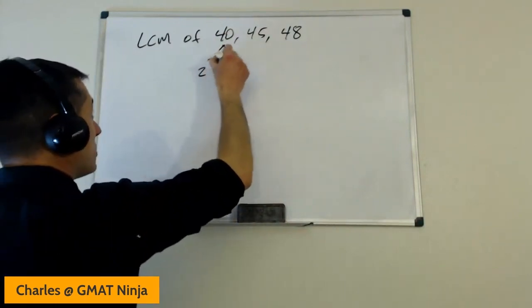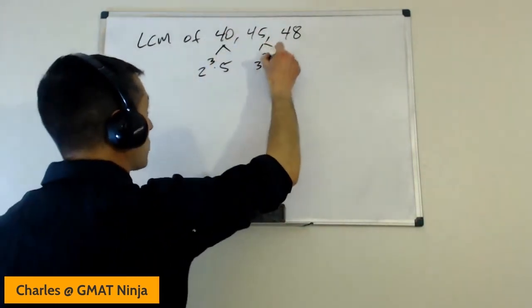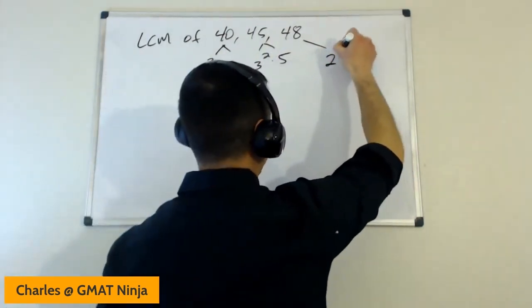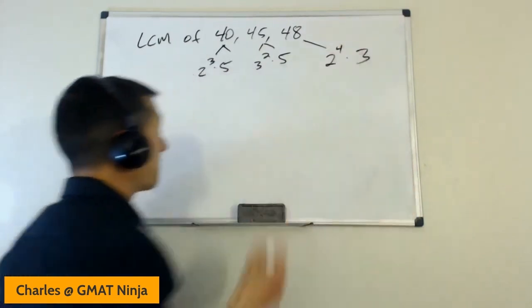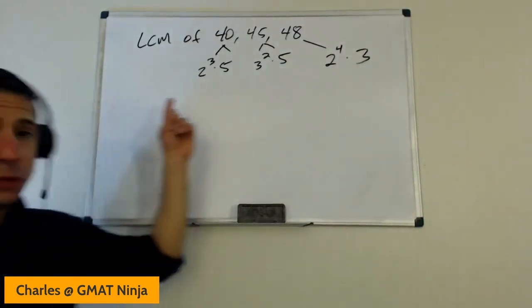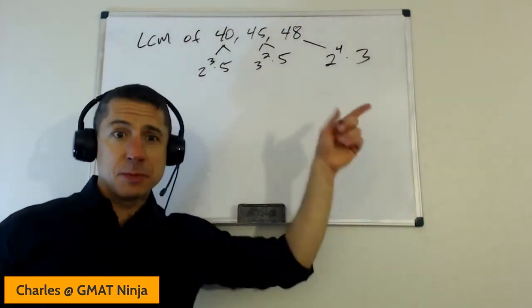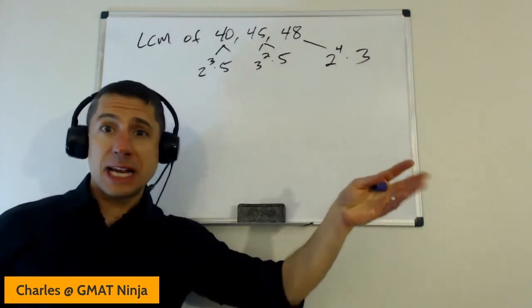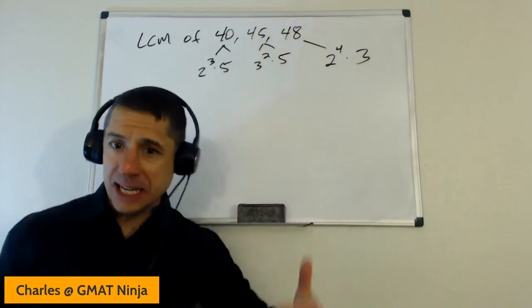I think this is 2 to the 3rd times 5, 3 squared times 5. Somebody please yell at me if I'm making a mistake. 2 to the 4th times 3. Now, what we're looking for is a number that is a multiple of all 3 of these things. We could just multiply. That gives you a number that is a multiple of all 3. We want the smallest one. That's not necessarily going to be the product.